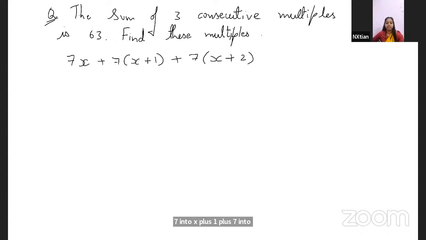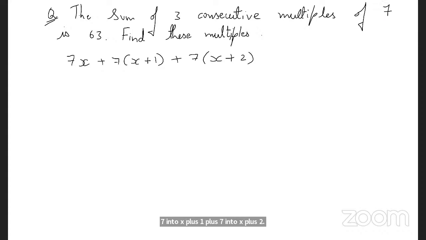Yes, Simeon? Why is x plus 1 in brackets? 7 times x plus 1, the whole thing in brackets. Because otherwise it would be 7x plus 1, which would be wrong; it has to be 7x plus 7.